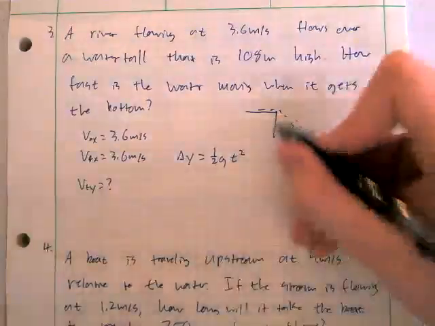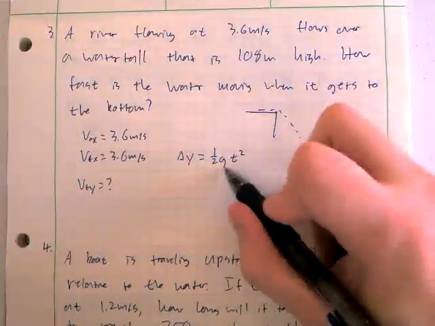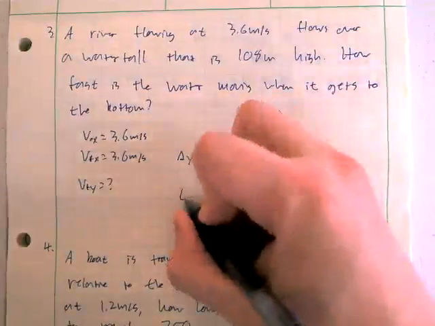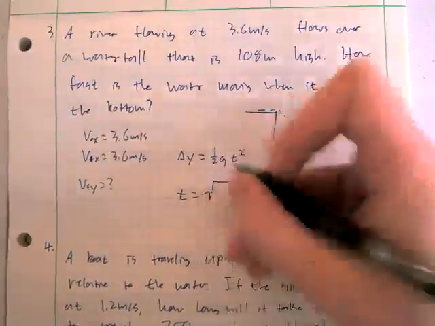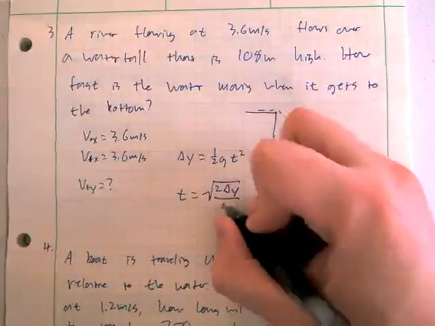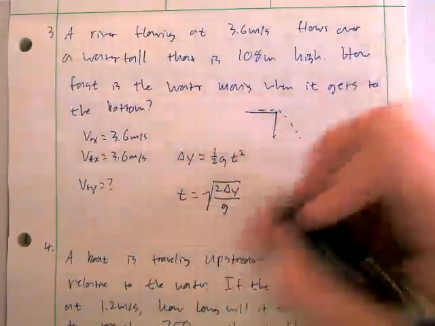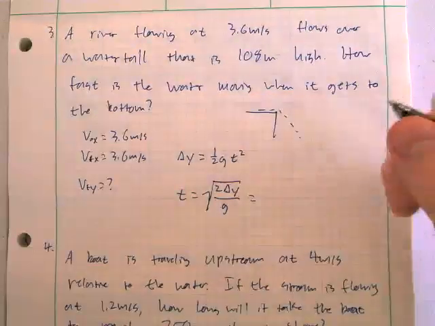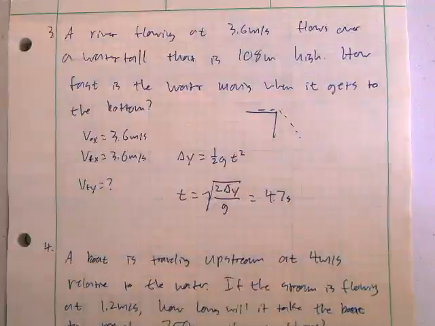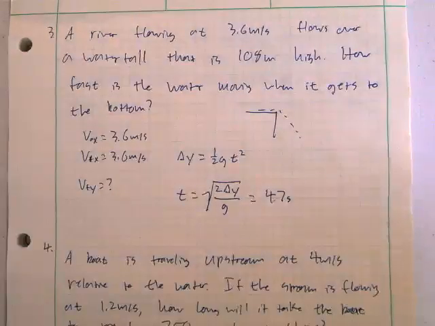But our delta y is going to be what? It's going to be this 108 meters. Our g is going to be 9.8, and our time is what we don't know. So you can very simply solve for that. t equals the square root of 2 delta y divided by g, all of this in the square root. And so the time that we get is about 4.7 seconds for this water to fall.